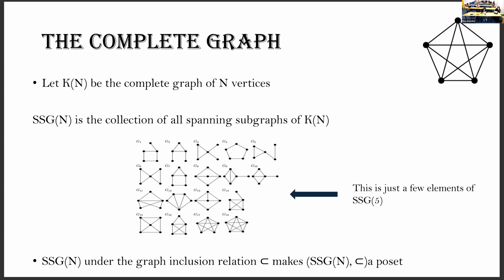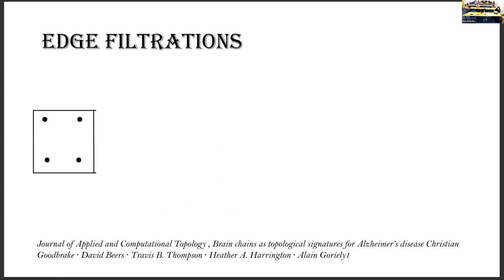So a spanning subgraph of our complete graph Kn is a subgraph of Kn, and it must contain n vertices. Below this line we can see some spanning subgraphs associated to Kn. If we collect all of these spanning subgraphs and call it SSGN, we actually have that SSGN, with respect to the subgraph inclusion relationship, creates a partially ordered set. That's very interesting.